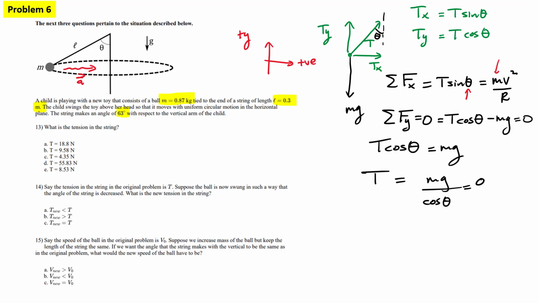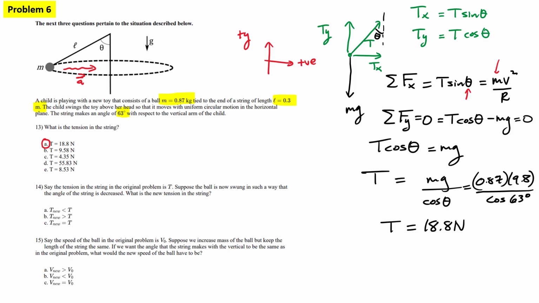We substitute now 0.87 for the mass. We get 9.8, and then we divide by cosine of 63 degrees. Well, we put that in a calculator, and you should get a tension force which is approximately equal to 18.8 newtons. Go look at our choices. All right, choice A is probably the best choice. All right, look at the next question here.